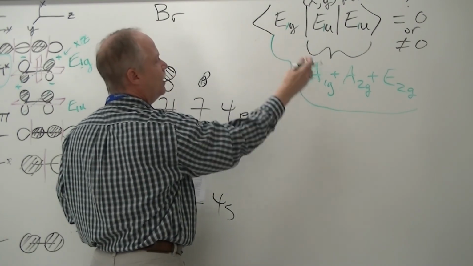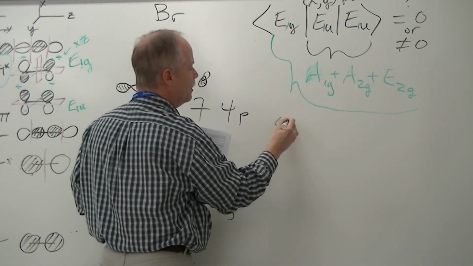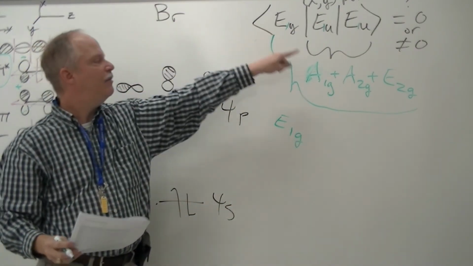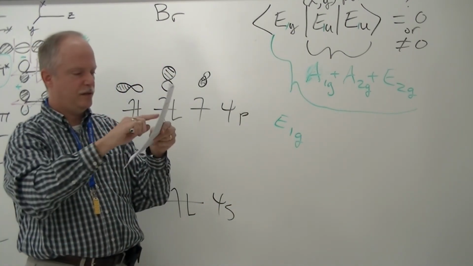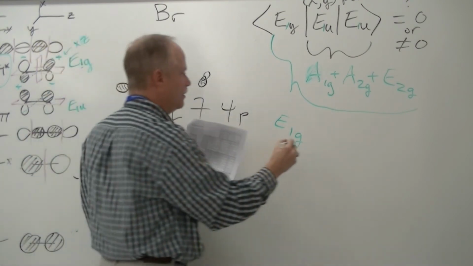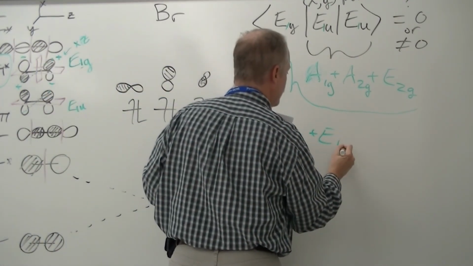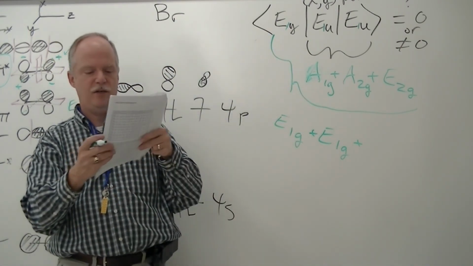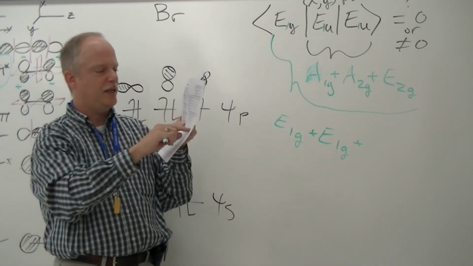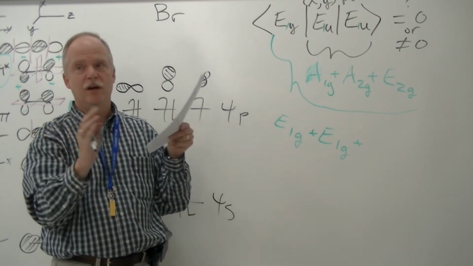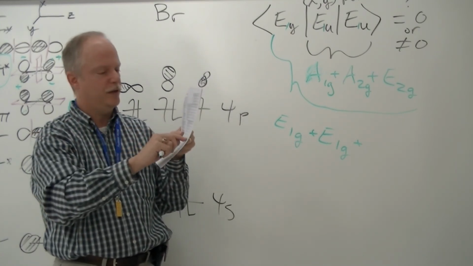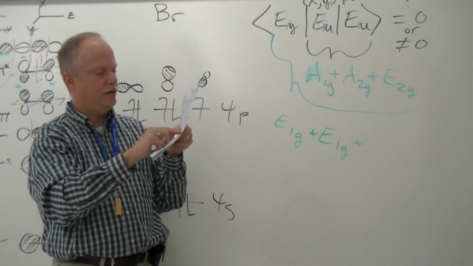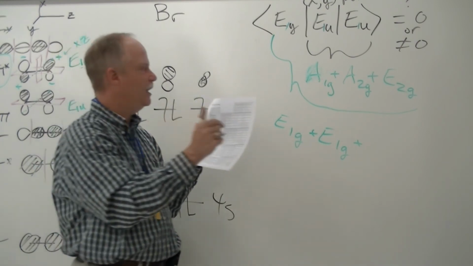And so E1 times A1 is going to be E1. G times G is G. E1 times A2, I'm going to use this little table here, it's E1. And then I have E1G times E2G, and I'm using the D6H character table, which may or may not be correct. This is not a D6H model, but it's what we have to work with. E1 times E2 is B1, B2, and E1.